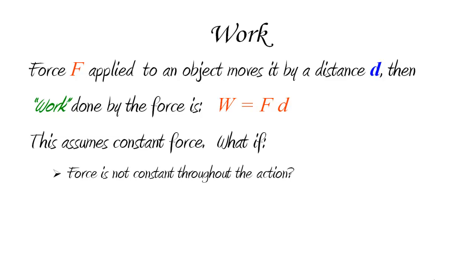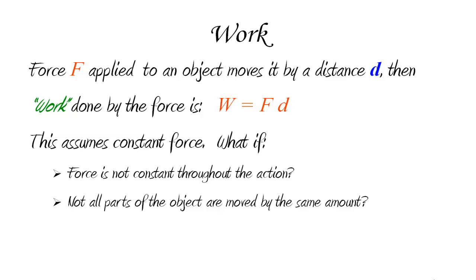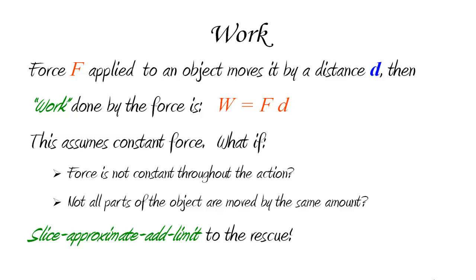The other situation in which the constancy assumption is not true anymore is if not all parts of the object are moved by the same amount. Maybe some pieces are moved more, some pieces are moved less. And so in this situation again, what amount of distance are we going to use? The one of one piece or the one of the other? Well, we have to use all of those. So how are we going to do it? Well, we're going to use the slice, approximate, add up, take the limit method, and we're going to be able to see what happens when either the force is not constant or not all pieces get moved by the same amount. Let me give a couple of examples.